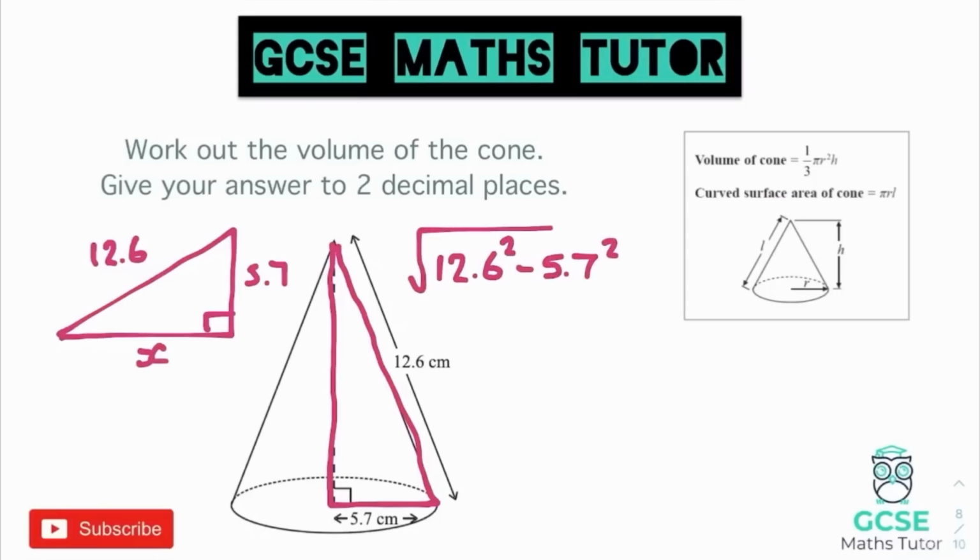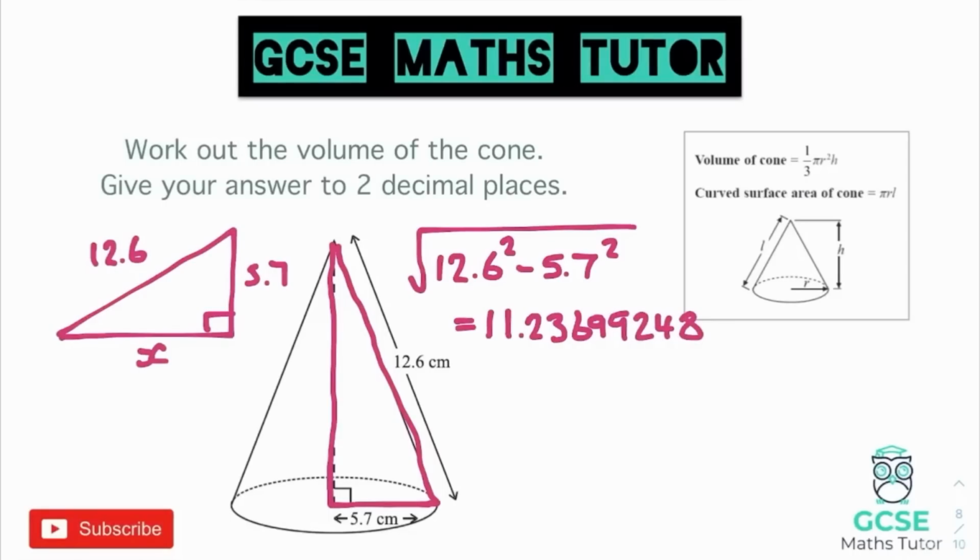And if you're not sure on Pythagoras, again, I'm going to link that for you so that you can have a look at some Pythagoras if you need to. So if we type that into our calculator, and you can type it in one go, so 12.6 squared, take away 5.7 squared, we get an answer, and it comes out as 11.236,99248.